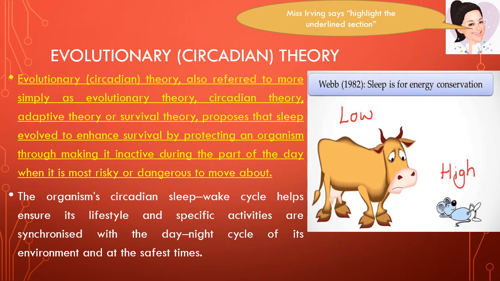sleep, or the purpose of sleep, is the evolutionary or circadian theory, also known as the survival theory or adaptive theory, and it pretty much proposes that sleep evolved to enhance survival by protecting an organism through making it inactive during part of the day when it's most risky or dangerous to move about. For us, our most dangerous time to move about is nighttime. And the reason for that is because we can't see in the dark as well as some animals. So it's risky for us to move around at night time. So they're saying that we've evolved to a point where we sleep at night to protect ourselves from predators.